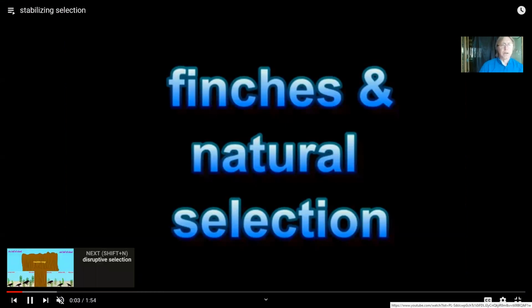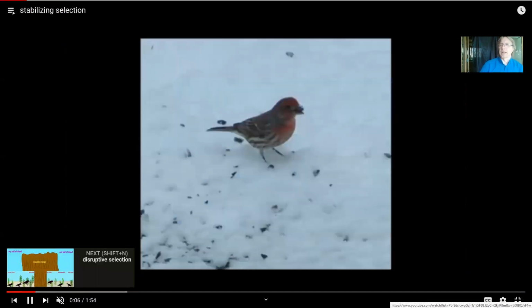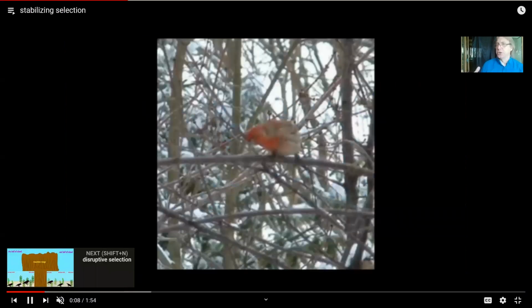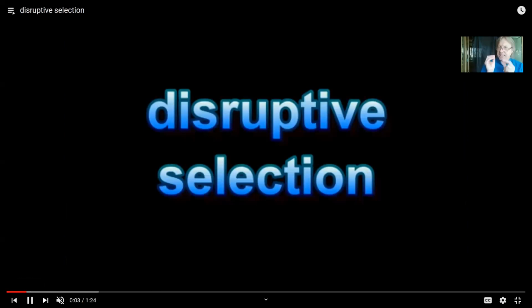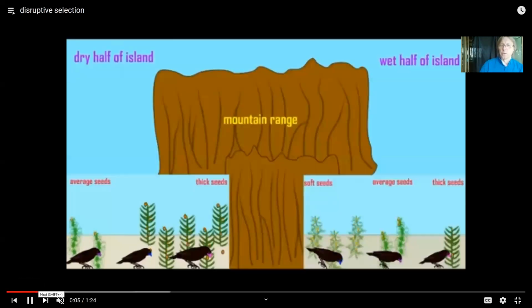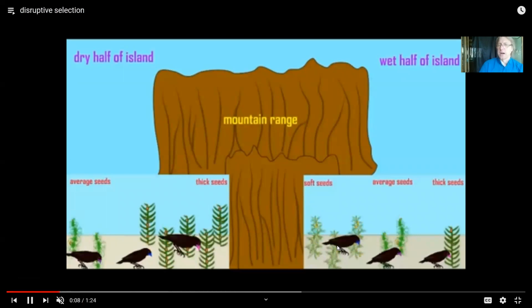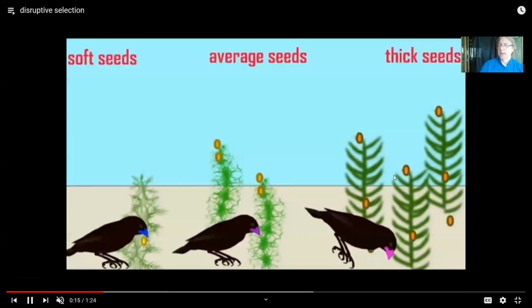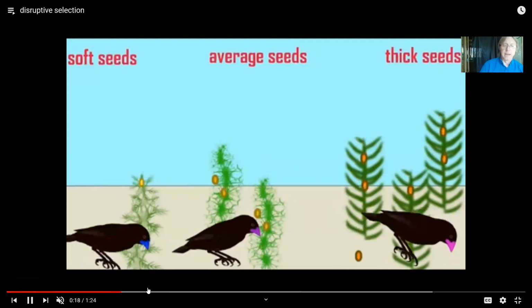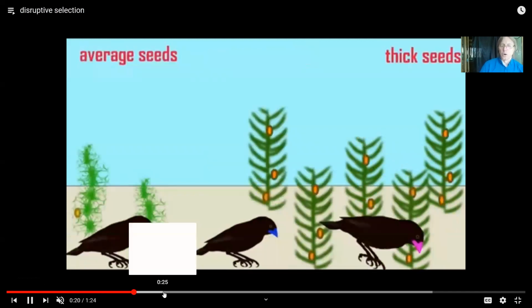Now, finally, let's imagine a scenario of disruptive selection. While some species are generalists, so they want to be able to feed on all kinds of seeds, soft, average, and thick, sometimes there's an advantage in specializing, especially if you live in an environment where something is common. So let's imagine there's two halves of an island. On one half of the island, the soft seeds are dominant and most common. On the other half of the island, the thicker seeds are dominant.